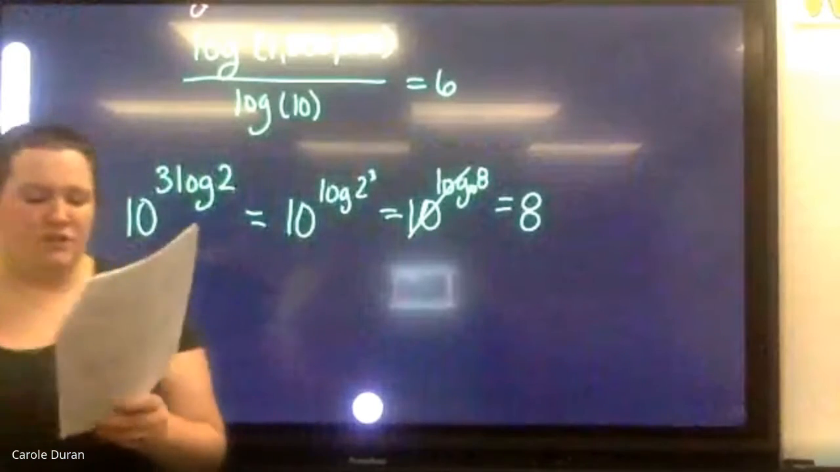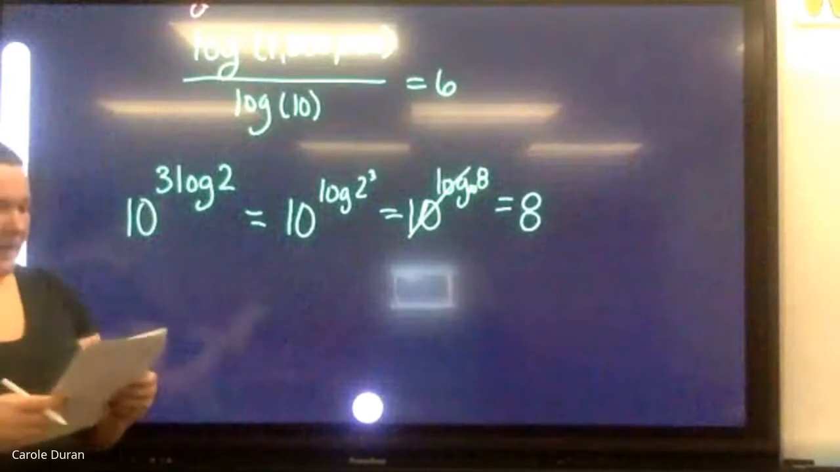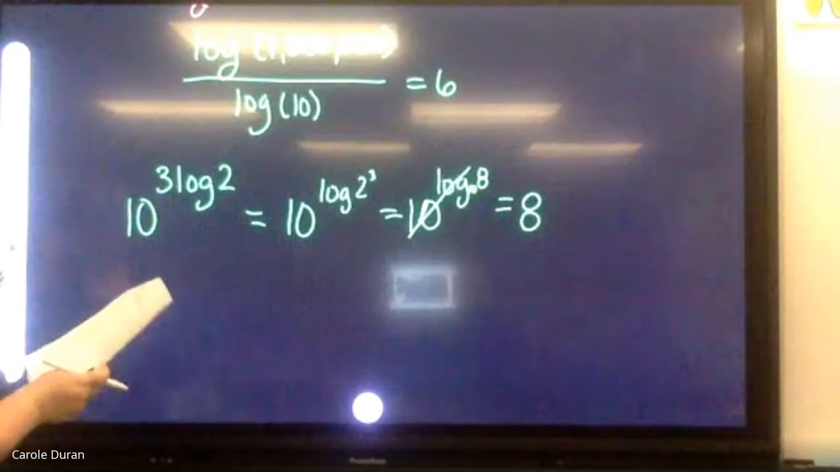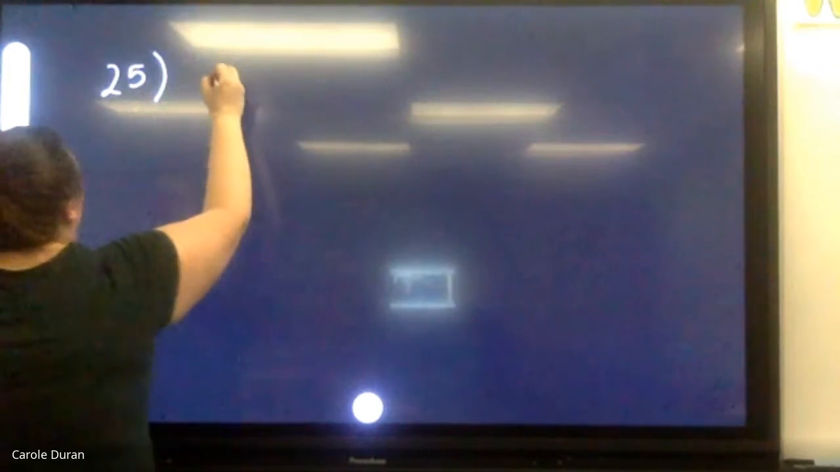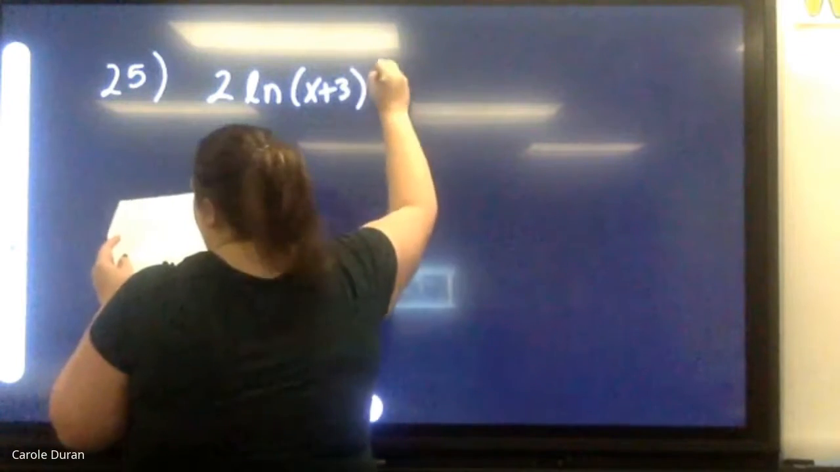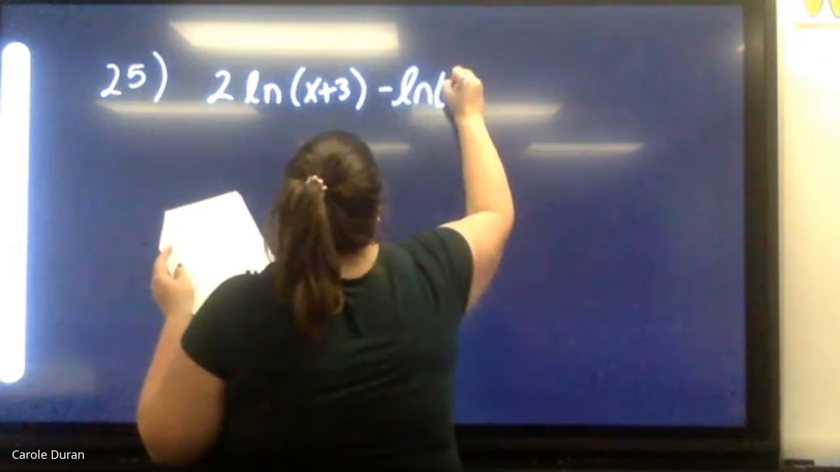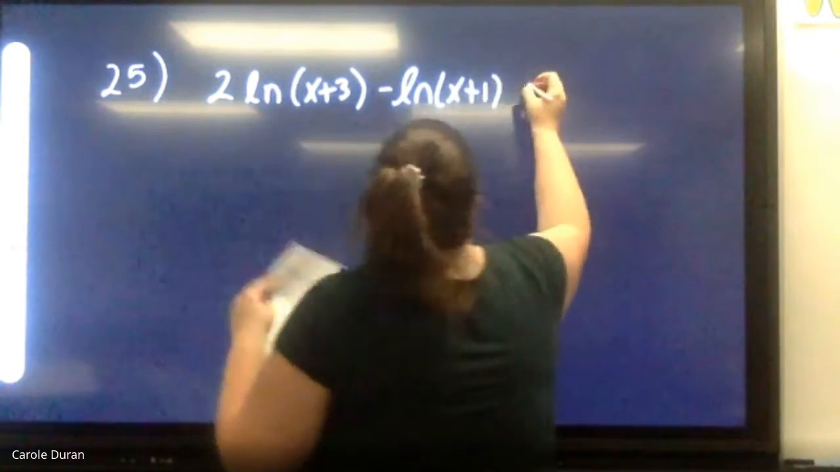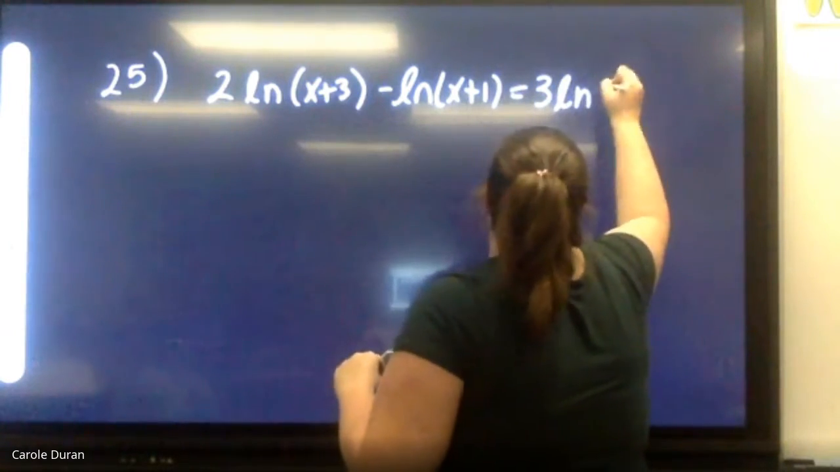G is another change of base problem, so I don't think we need to do that one again. This allows us to move into 25a. And we're not doing 25b, so we're just going to do 25a. And it says I have 2 natural log of x plus 3 minus natural log of x plus 1 equals 3 natural log of 2.